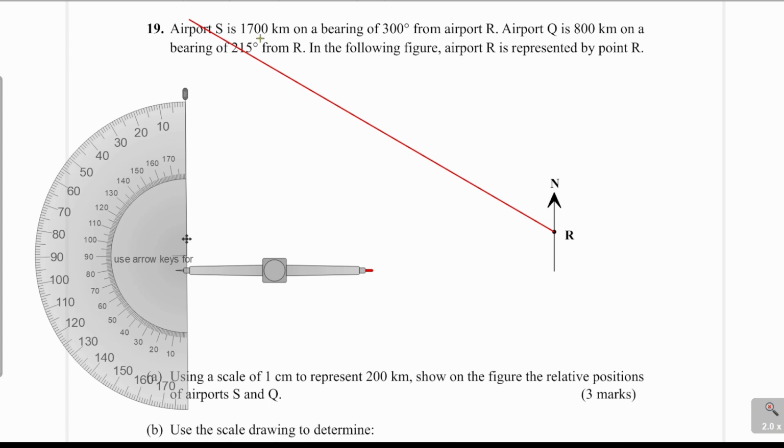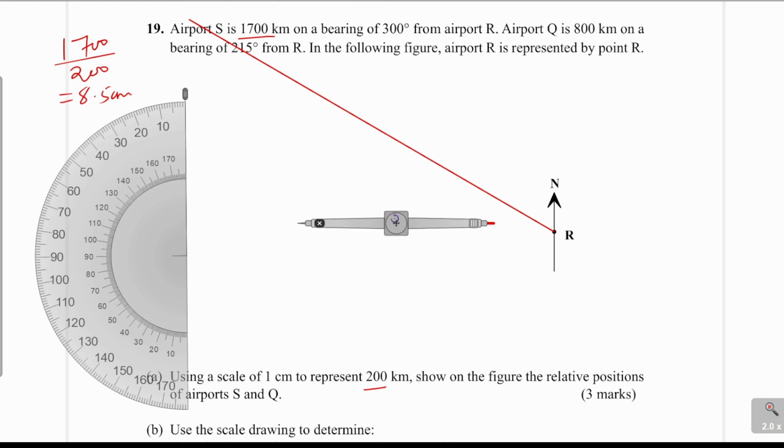So it is 1700 kilometers. The scale you're given is 1 centimeter represents 200 kilometers. So what about 1700? You simply divide that by 200. So you need to measure 8.5 centimeters. Take that measurement. Mine is already marked there using my pair of compasses. So it is well marked.